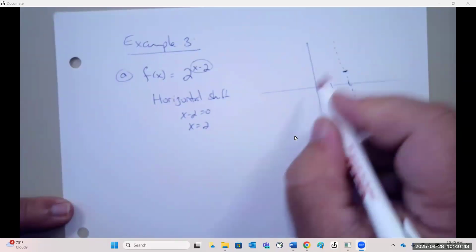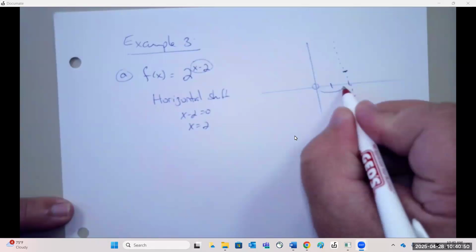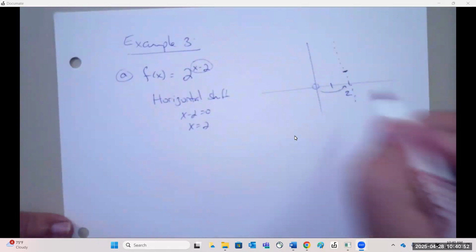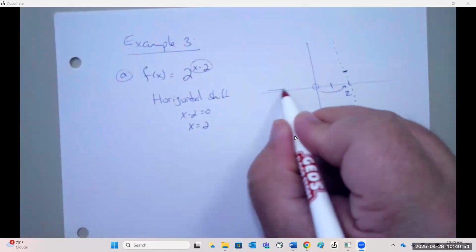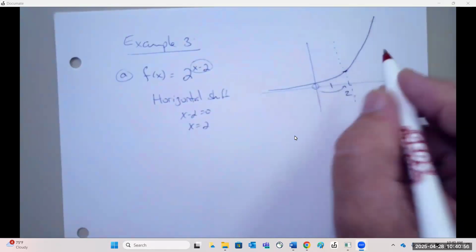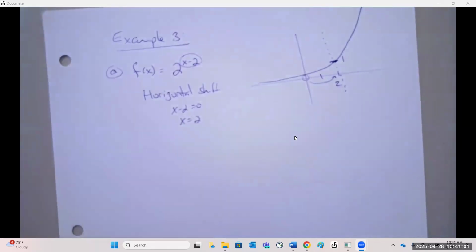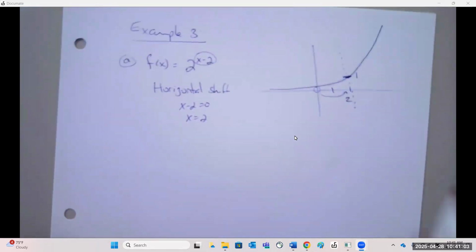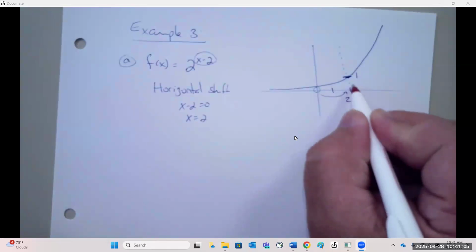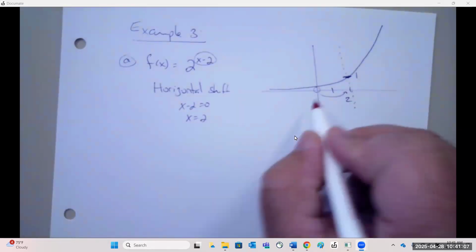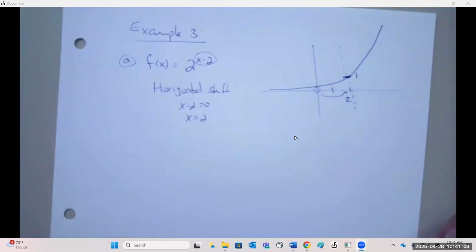So my origin shifts from here to there. So my graph now looks like this. My vertical intercept, the y-intercept, is still at 1, but it's shifted over, so it's at (2, 1).